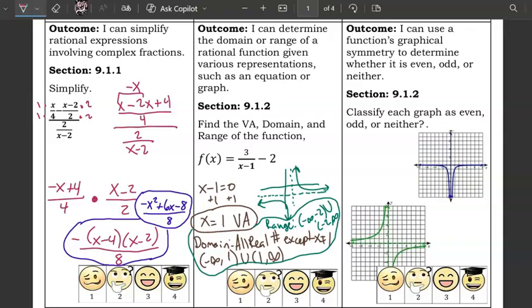Outcome: I could use a function's graphical symmetry to determine whether it is even, odd, or neither. Classify each graph as even, odd, or neither. The first one, we have y equals negative 1 over x squared. This one's going to be even. It's symmetric with the y-axis.